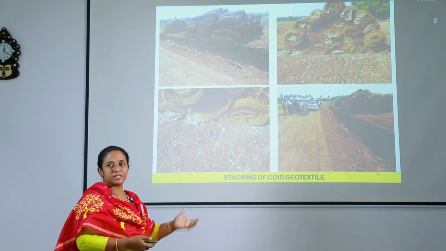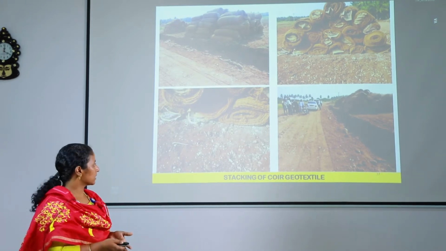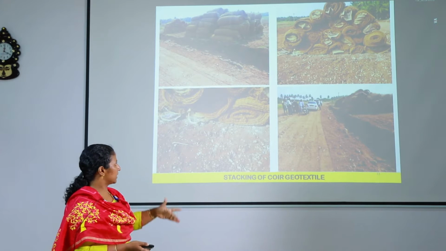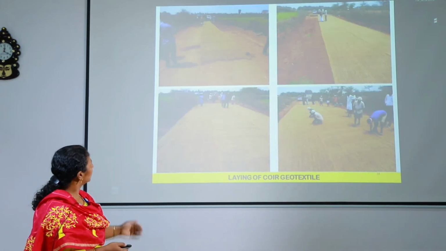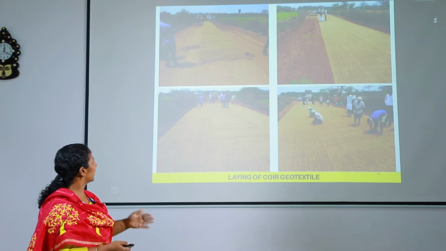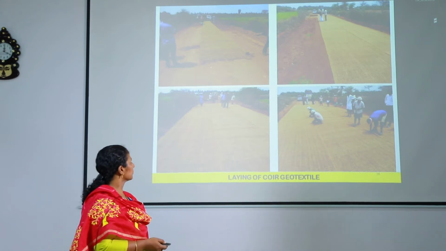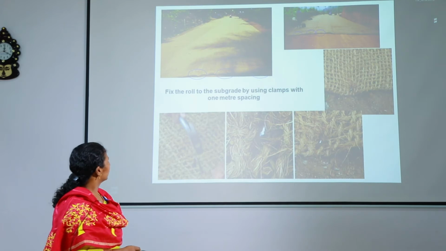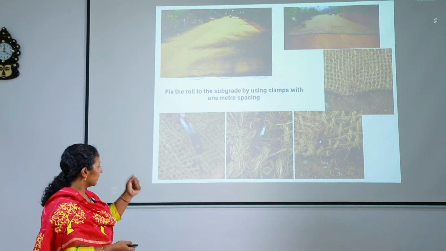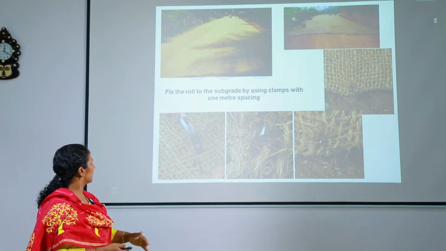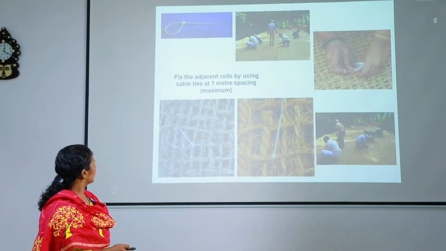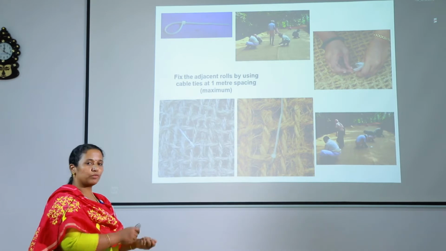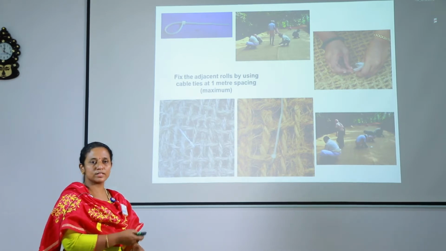Now I am moving to the pictures of the different stages of construction with coir geotextiles. The geotextile rolls are stacked adjacent to the road. Now the geotextiles are laid above the subbase soil. Once laid, they are clamped with a proper hooking mechanism, and the adjacent rolls are fixed together using cable ties.